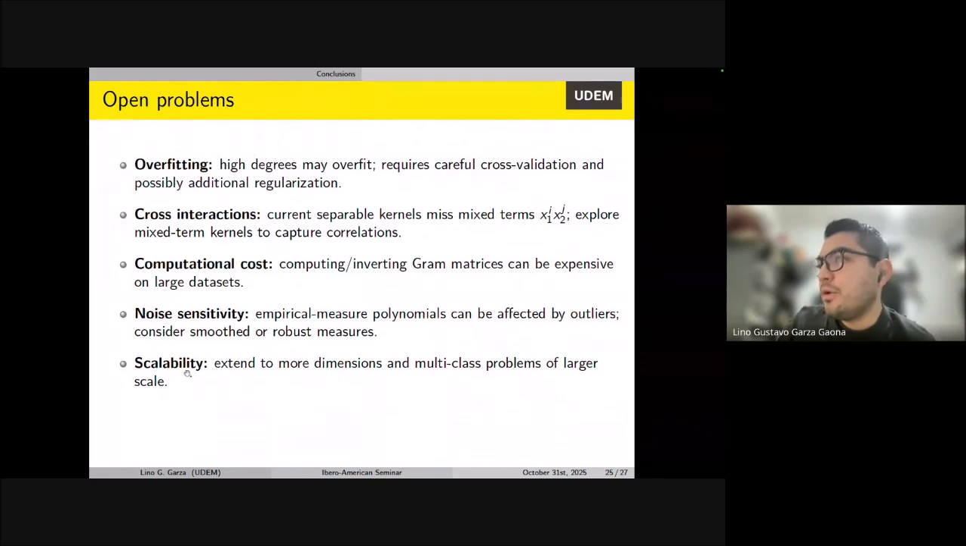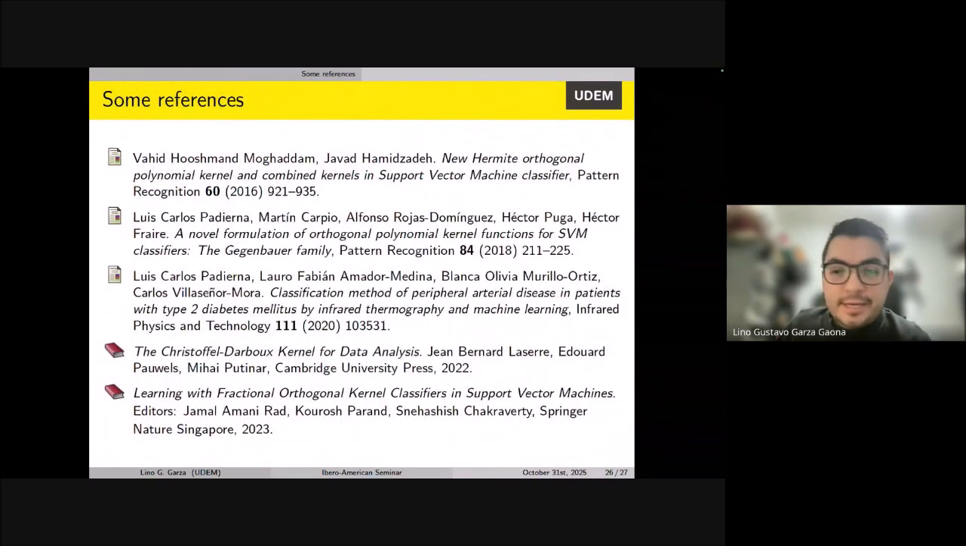And also the scalability, like I said, how to extend this to more dimensions. That's where we were thinking about multivariable orthogonal polynomials, so maybe matrix orthogonal polynomials. We don't have any examples or experiments in that way, but I think that is all.